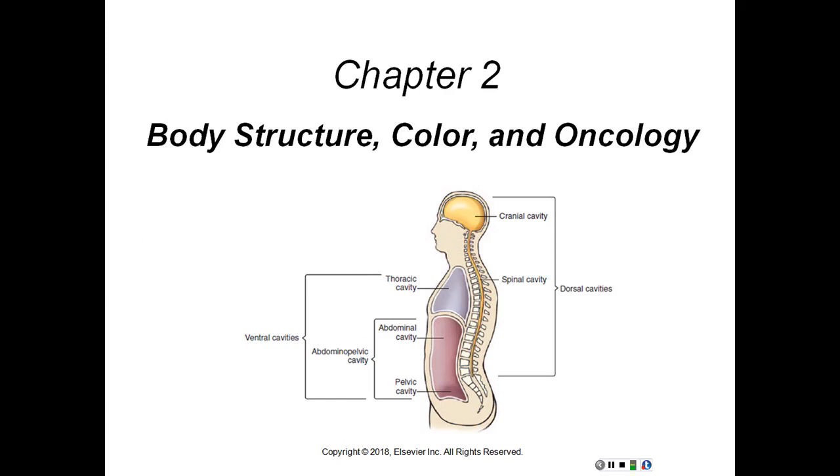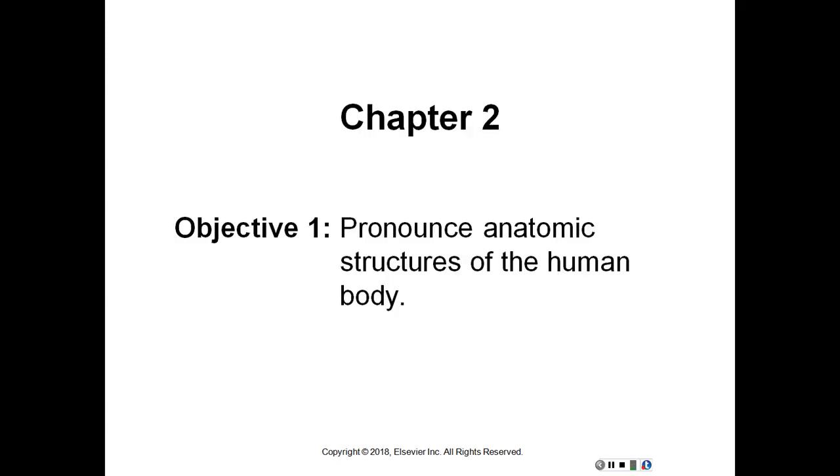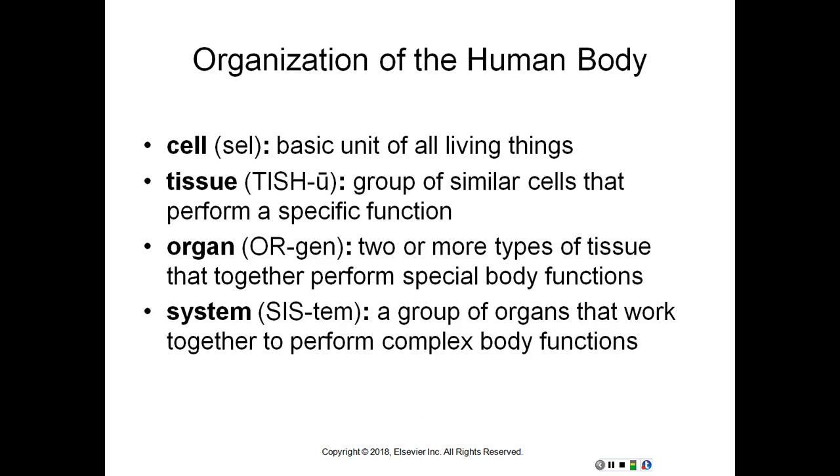This recording is going to start Chapter 2 for Body Structure, Color, and Oncology. Our first objective is to pronounce the anatomic structures of the human body. Now, even though this course is 97% medical terms, you still need to have a brief understanding of anatomy. The textbook does a great job of giving a brief overview of every body system's anatomy at the beginning of every chapter. So let's get started.